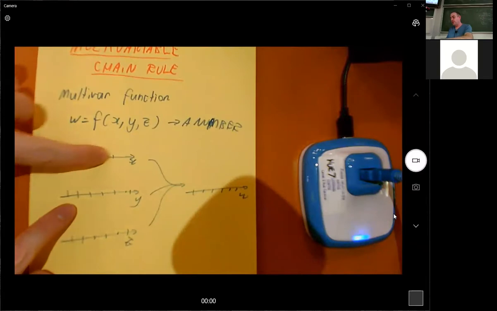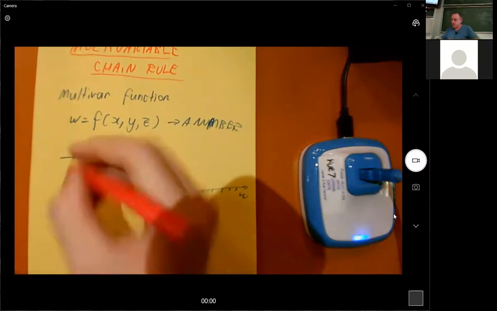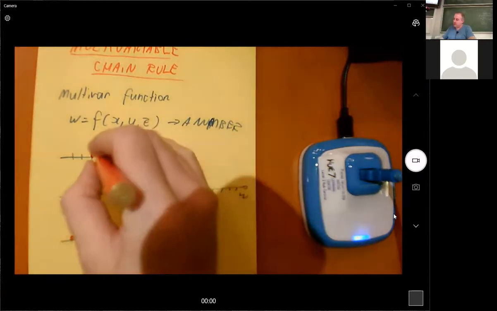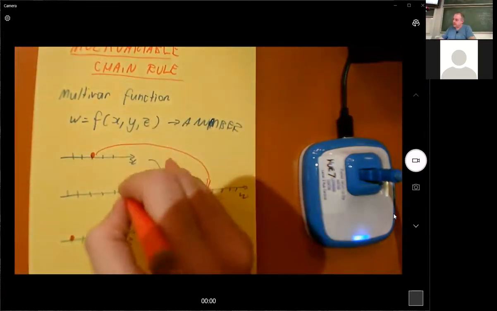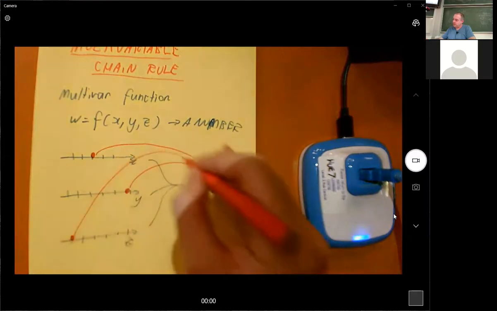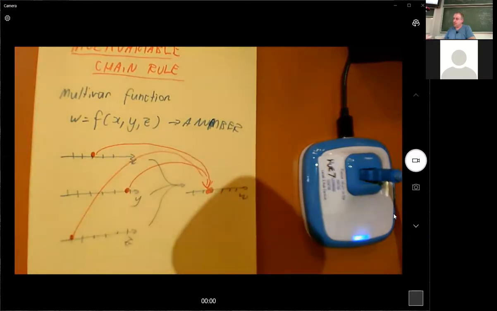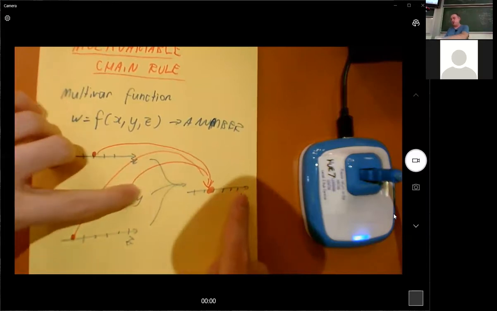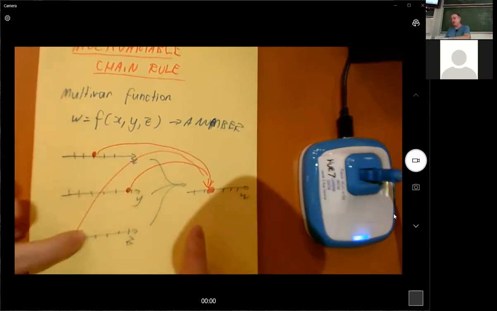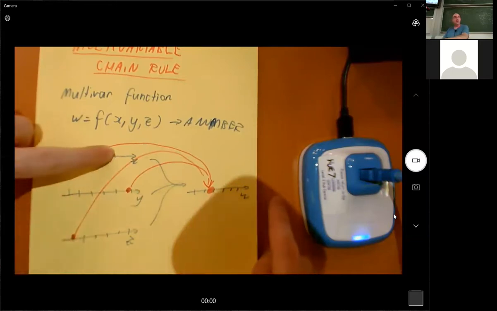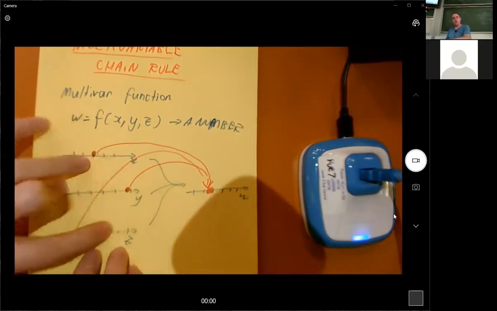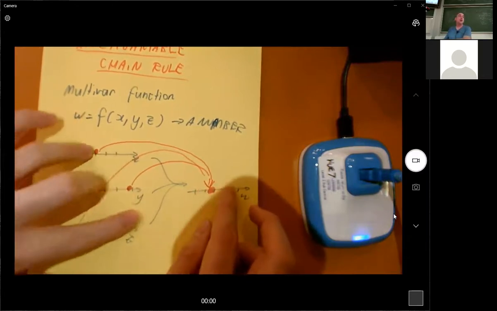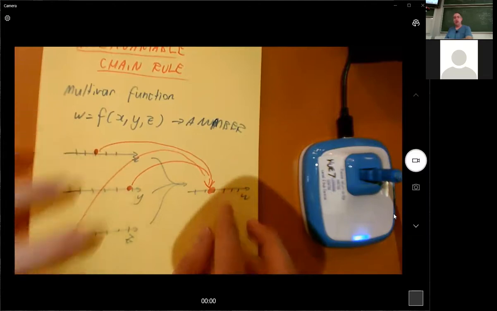And as you change the input answers for x, y, and z, that'll change the answer for w. So maybe as x moves forward, this moves forward. Maybe as y moves forward, this moves backwards. Maybe as z moves forward, this moves forward faster than it does for x. Each of these numbers moving will cause this result to move. That's how I think about it, in this context anyway.